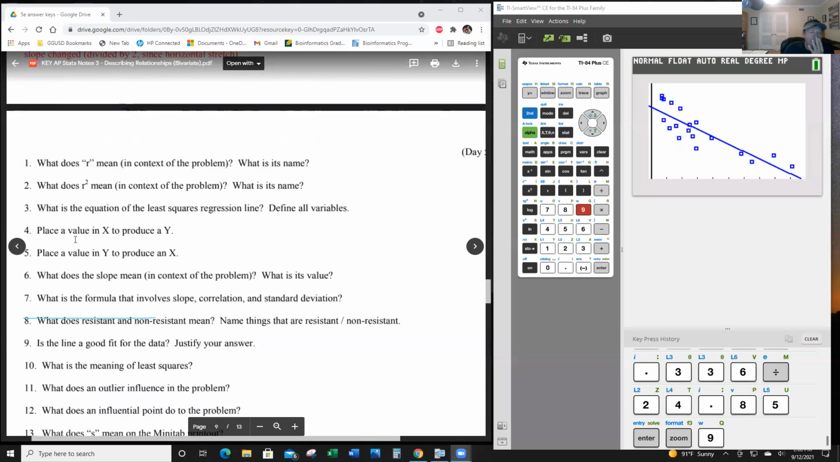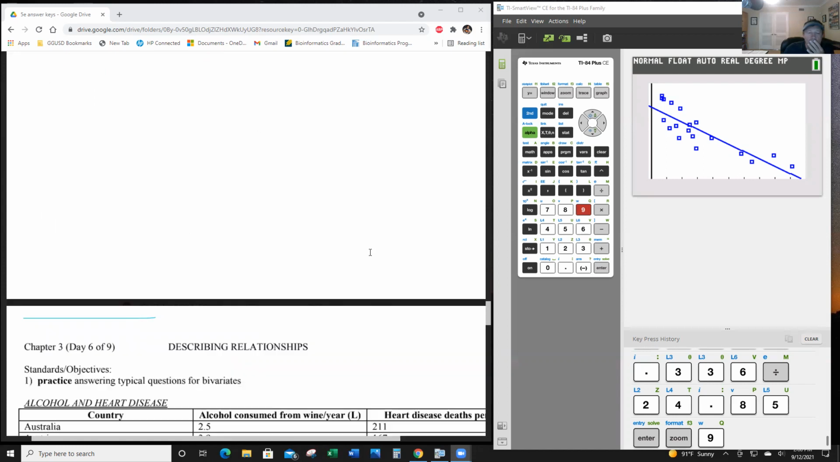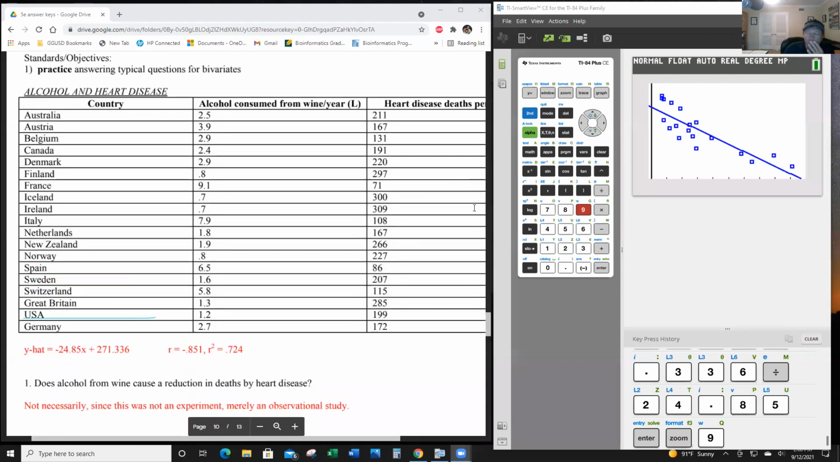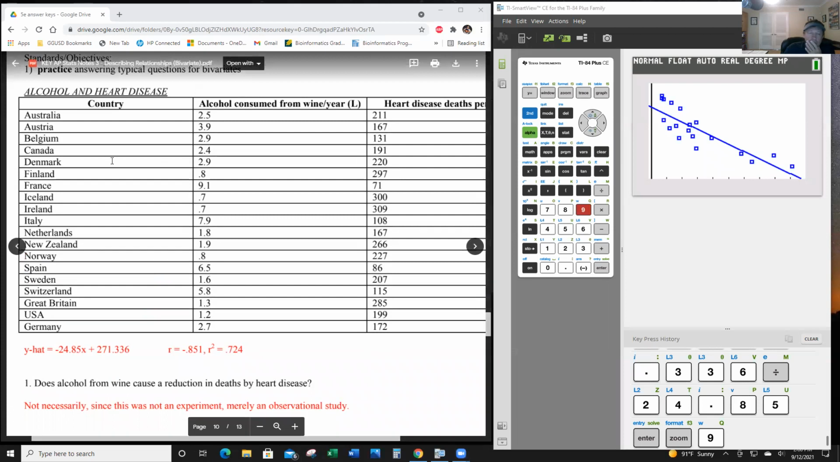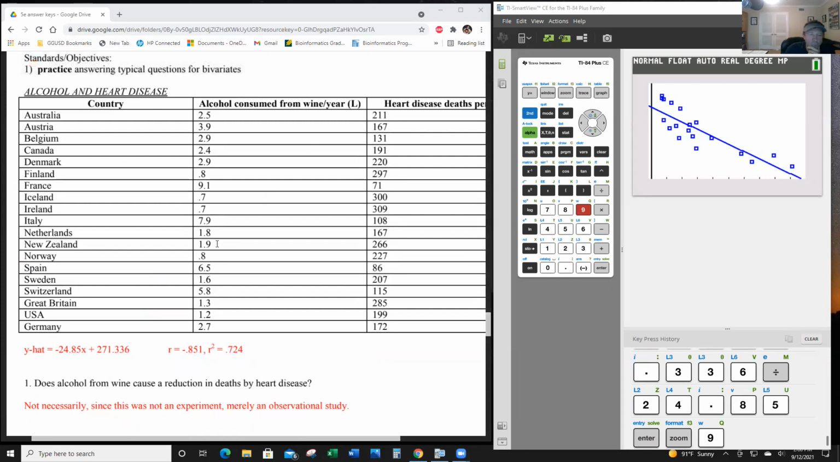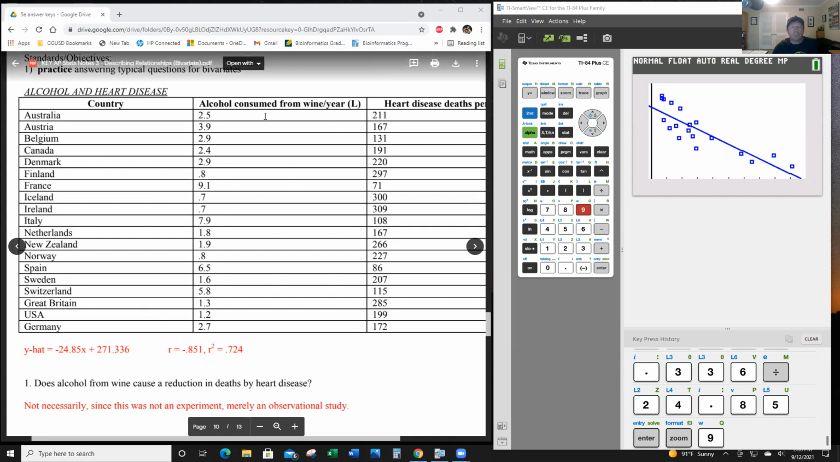Number 4, place a value in X to produce a Y, no problem. So we want to be in the domain of study. So this particular study goes from like 0.7 to 9.1 is the high. So let's just say 8. What is the predicted amount of heart disease deaths if the country per person consumes about 8 liters of wine per year? Let's put an 8 in there, no problem.